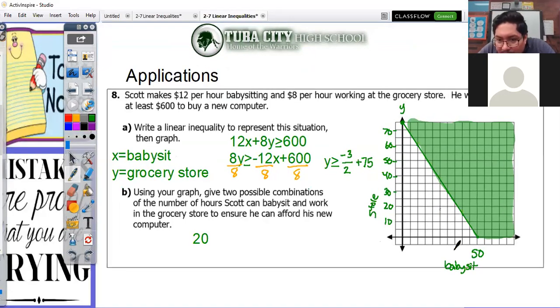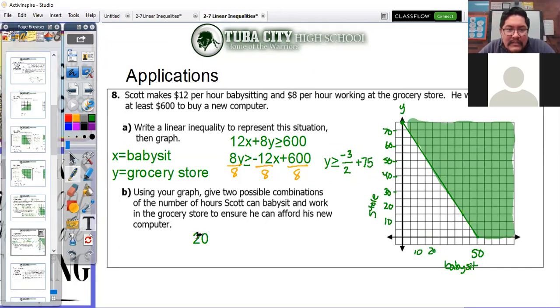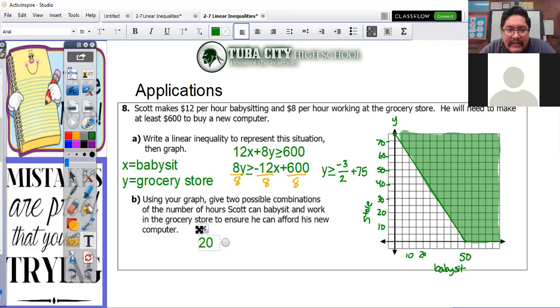So where would 20 be on this graph? It would be 10 and 20, so 20 would be right here. If he did 20 hours babysitting, let's see how much he would have to do just to barely break even. If he did 20 hours, he would have to do about 45 hours at the grocery store.